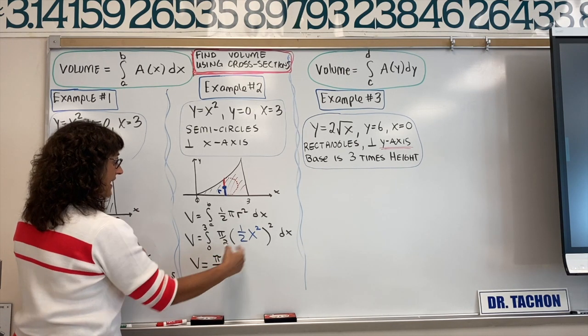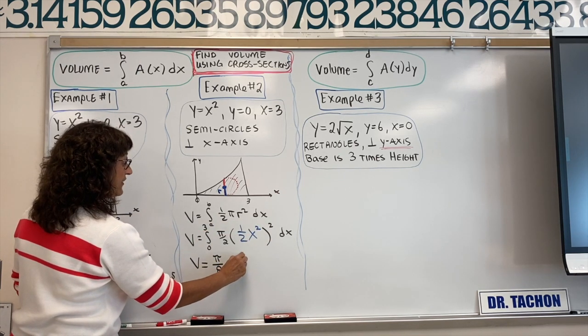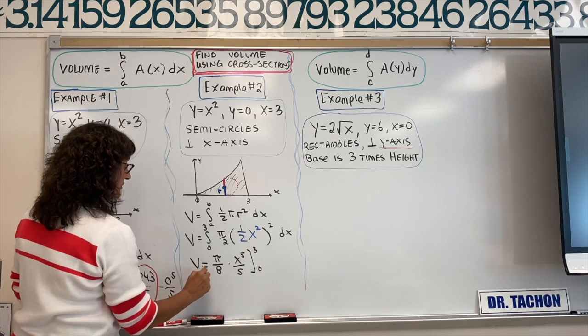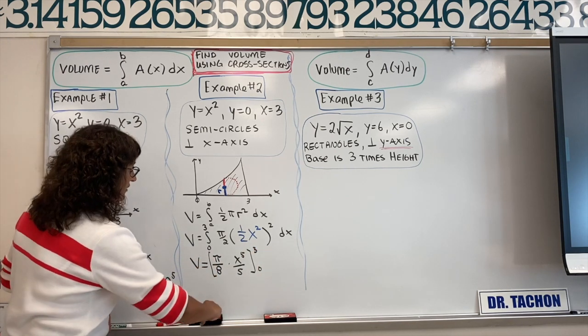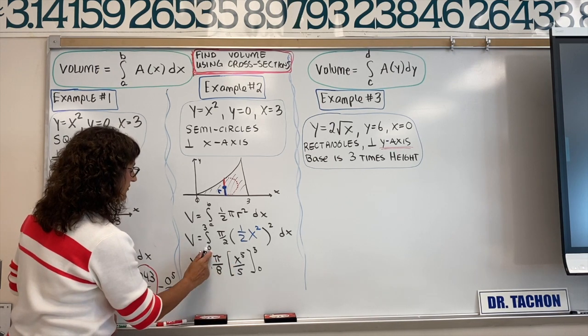Okay, and then I'm going to integrate x to the 4th power, so that's going to give me x to the 5th over 5. I'm doing the integration here, and now we're going to evaluate this from 0 to 3. I'll leave a constant out front, and I'll just evaluate this part from 0 to 3.